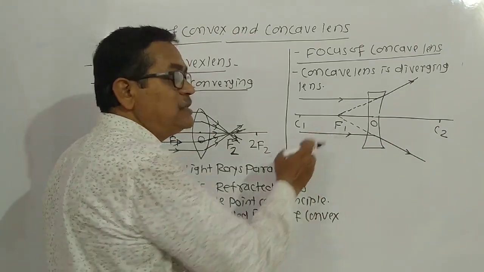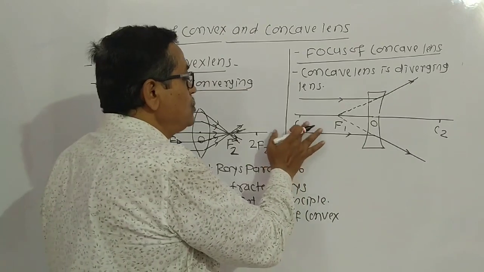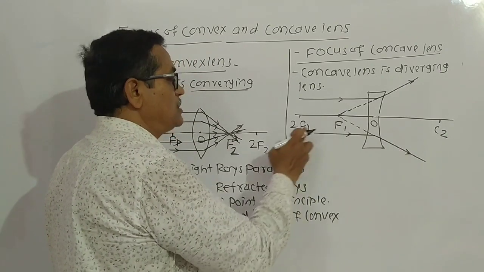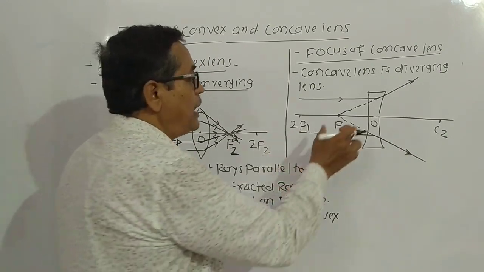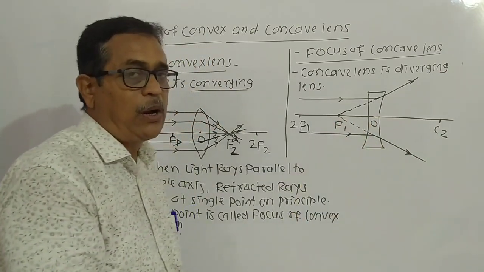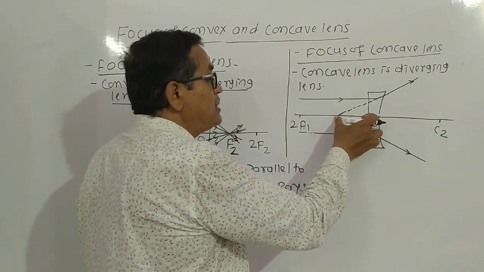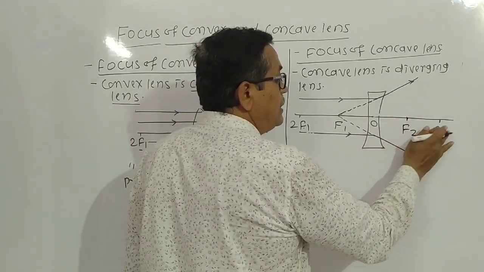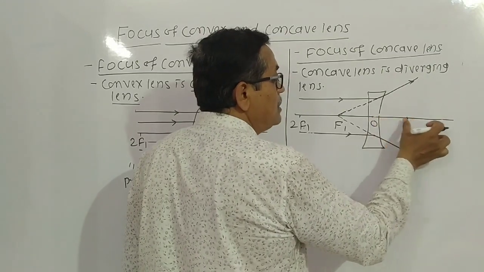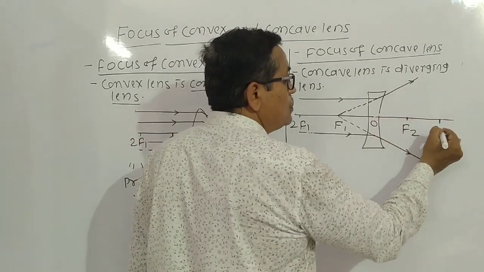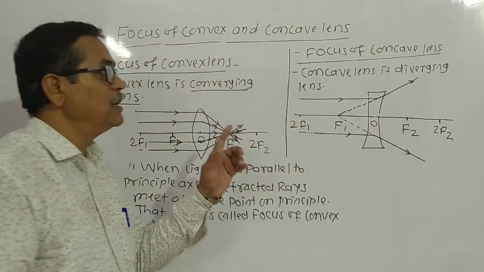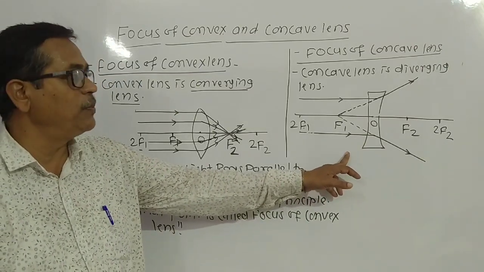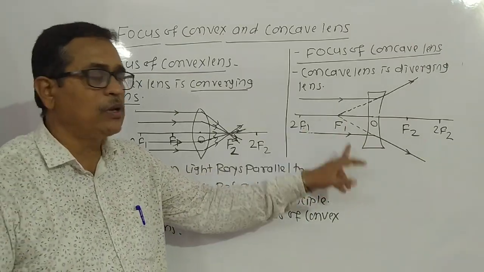Hence focus of concave lens is F1 here. Hence C1 is called 2F1. Means F1 is the focus and 2F1 is the center at the same distance. Because lens is a part of two spheres, it is the same distance in the second sphere. Here F2 and the center at the same distance is 2F2. In this way concave lens is a diverging lens, said to be the divergence of light, and this is the diagram of concave lens.